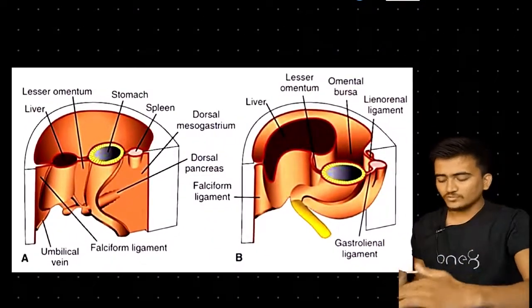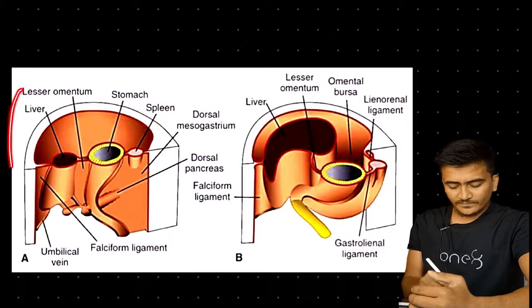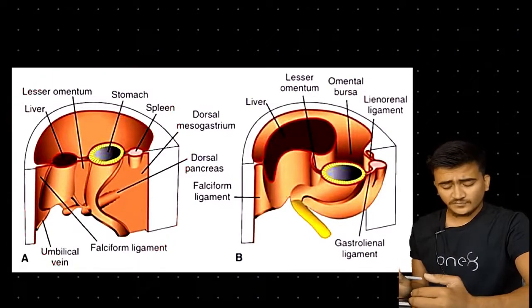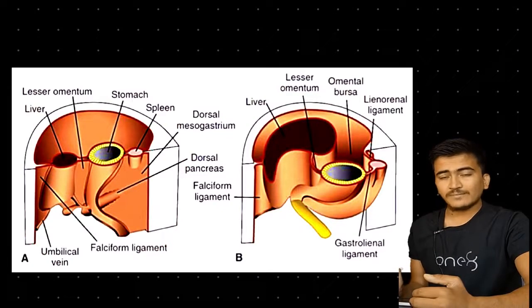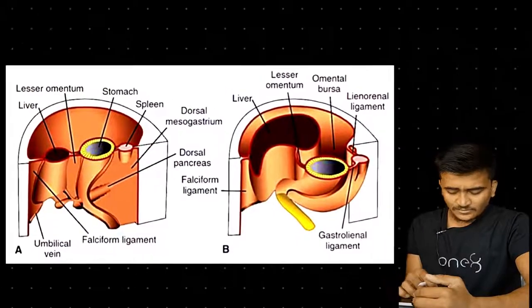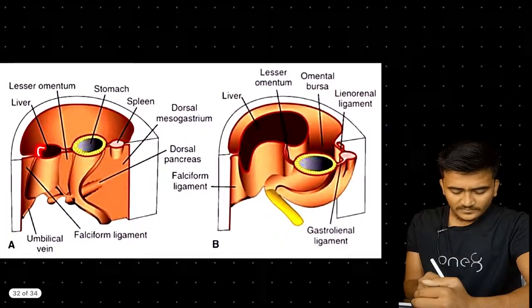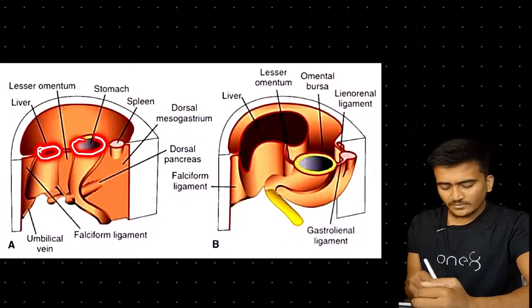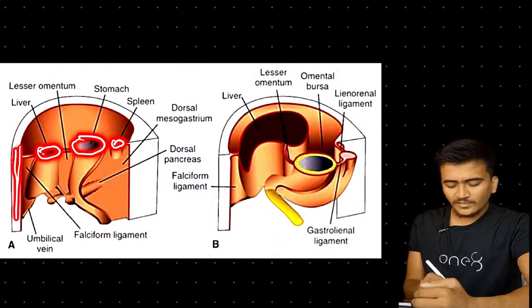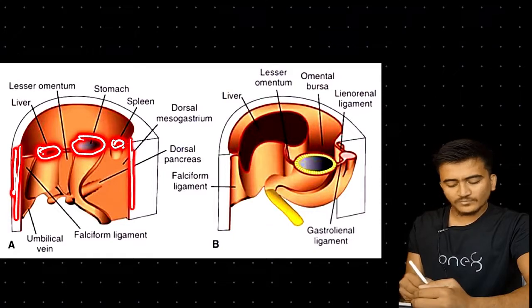What this diagram denotes is the earlier phase, the phase in which the developmental process is going on. At this time, as you can see, this is our liver, this is our stomach, and this is our spleen. The liver is facing toward the anterior abdominal wall, whereas the spleen is facing toward the posterior abdominal wall.